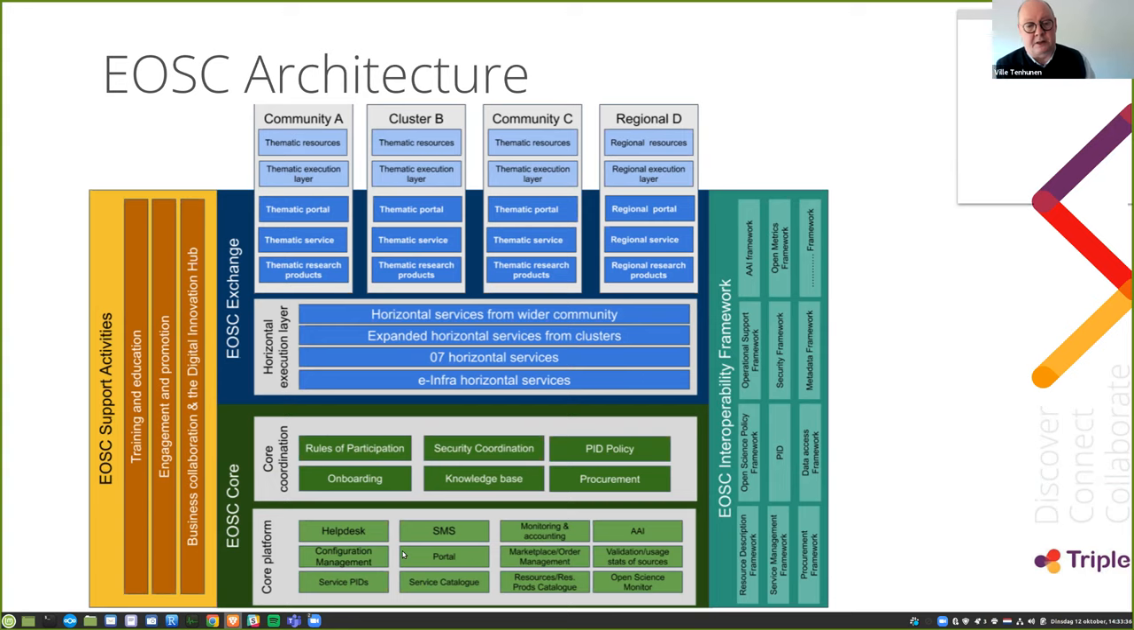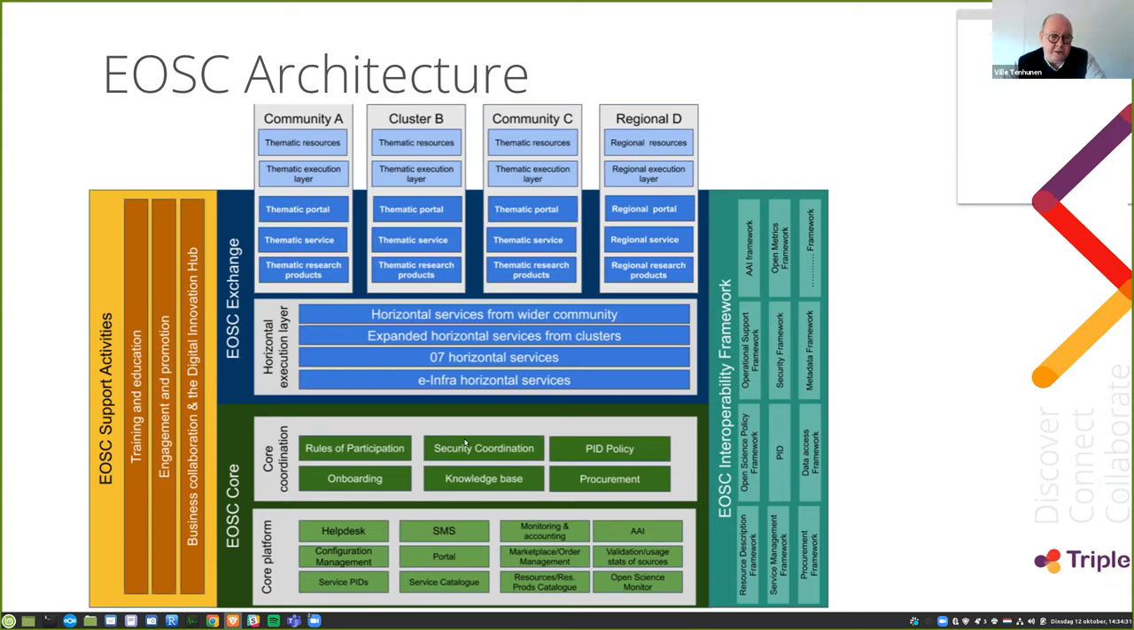There are those help desk, SMS and portals, and configuration management. PID needs its own services and cataloging services. This monitoring, accounting, order management, and these kinds of services are being built in the EOSC Future project all the time. And the same is true of the implementation of the user management services and this kind of validation and open science monitoring services, which are part of this core platform. They are also supported by support activities and an interoperability framework, which have their own functionalities. But I will explain this interoperability framework very soon.